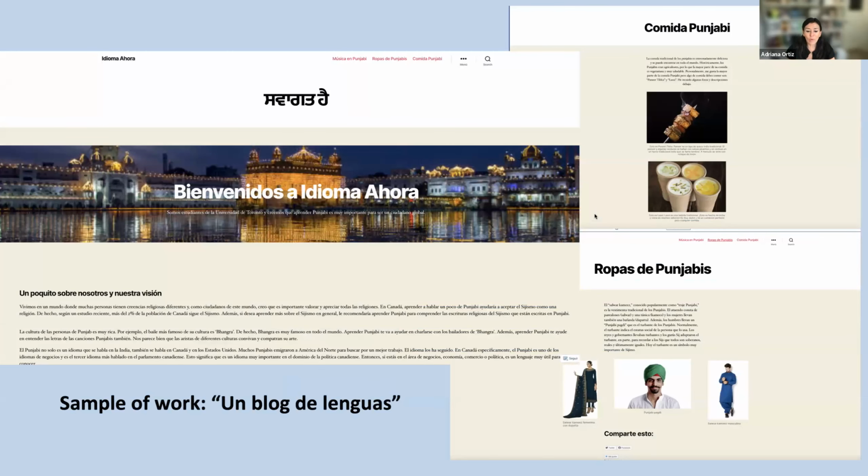So this is an example of another project called Un Blog de Lenguas. This is a blog of languages. So this group of students selected Punjabi as the language that they wanted to foster. They feel that to live in the city of Toronto, you should learn Punjabi. So they created this blog, they had to research, there's some history about the language, there is talk about the food and the clothing that they wear, etc., all in Spanish, of course.